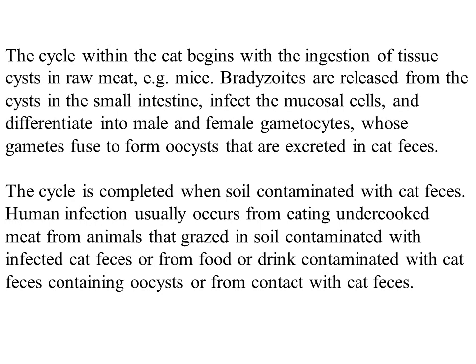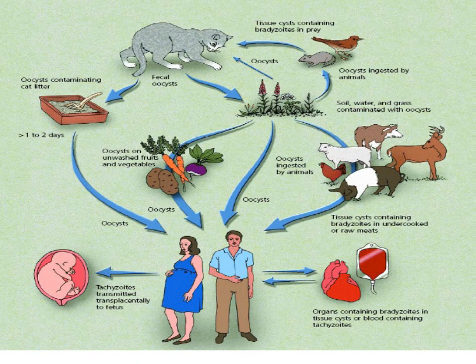Human infection usually occurs from eating undercooked meat from animals that grazed in soil contaminated with infected cat feces, or from food or drink contaminated with cat feces containing oocysts, or from contact with cat feces. This figure shows the route of transmission of Toxoplasma gondii to the human and to the cat.